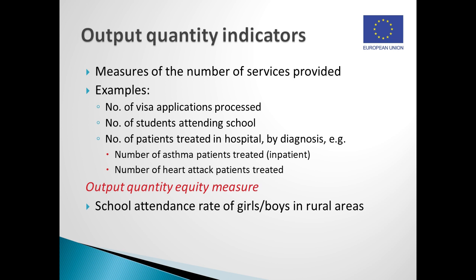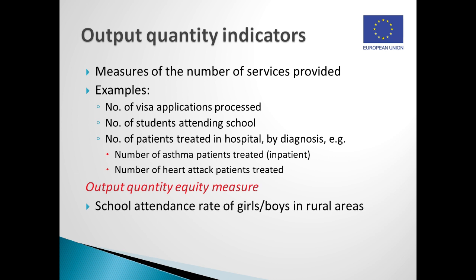Now, these are all examples of what we could call raw output quantity measures. They simply report the volume of services delivered. Another type of output quantity measure is a measure that reports on the equity in service delivery.